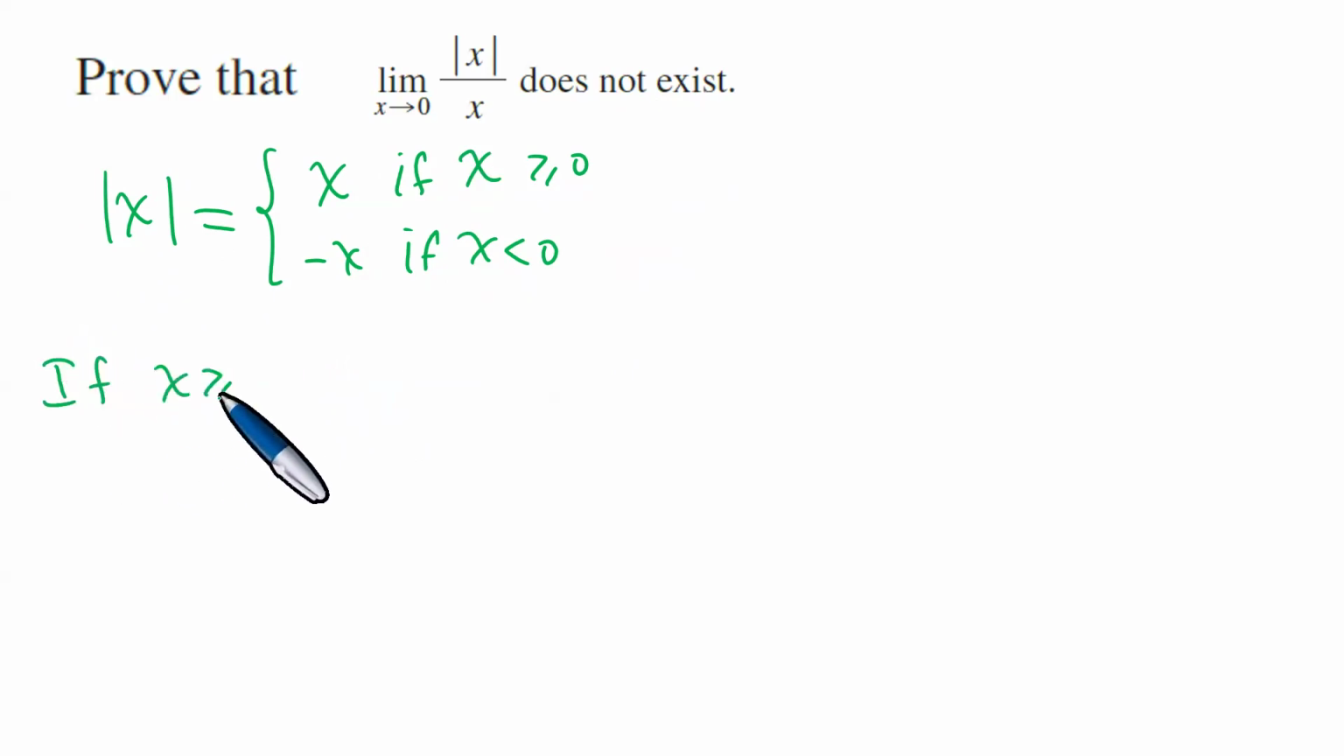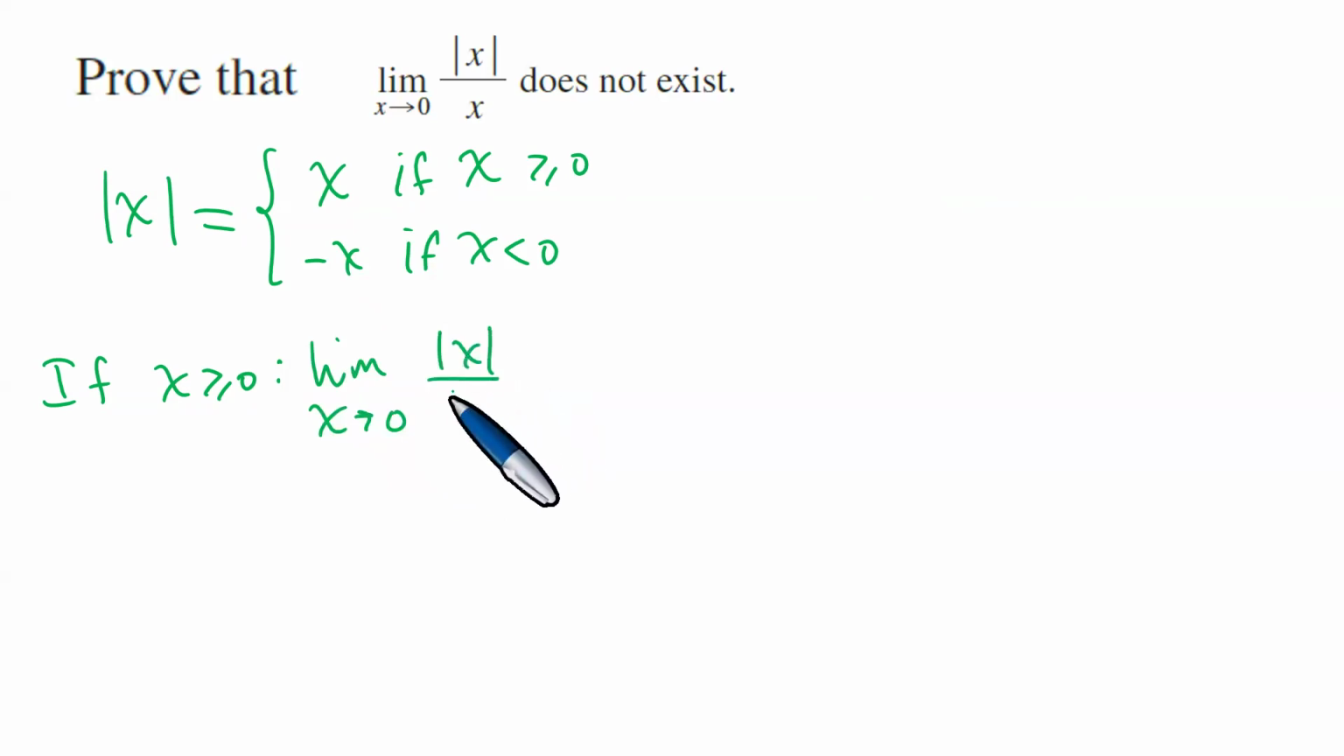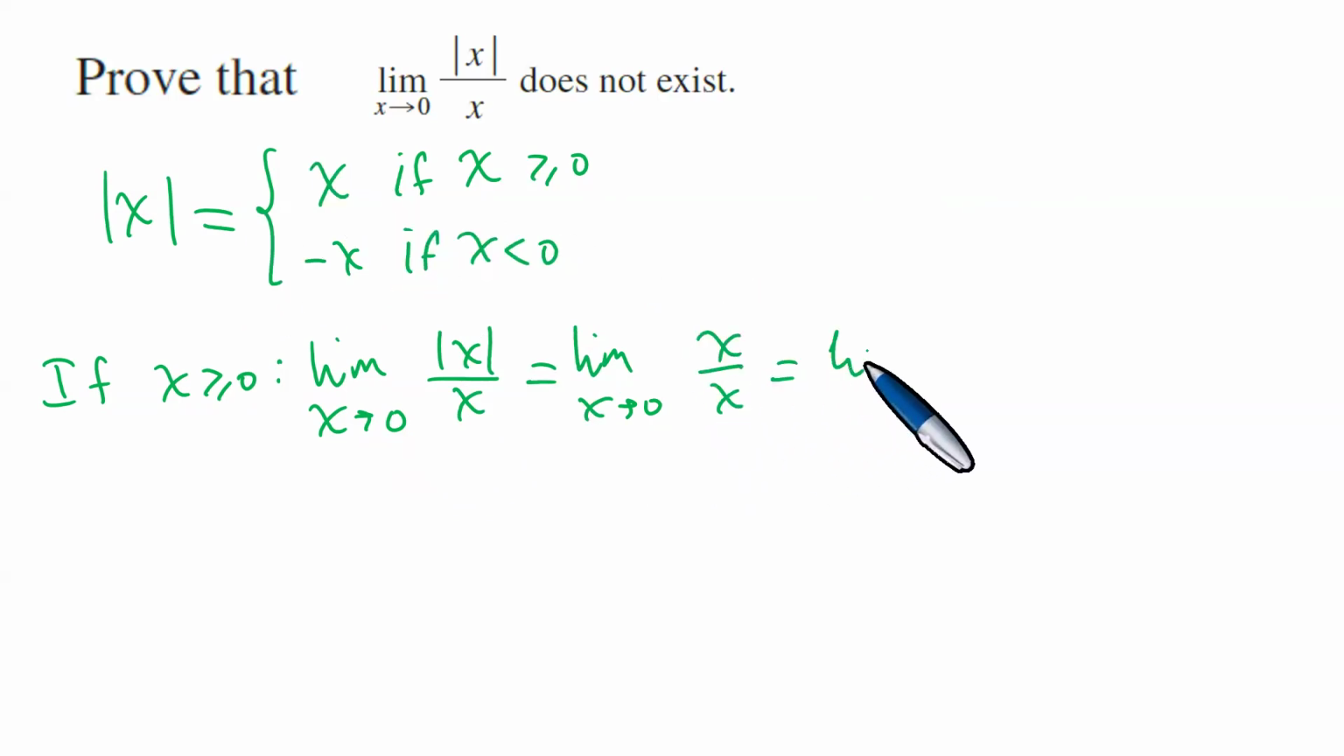If x is greater than or equal to 0, we need to evaluate the limit as x approaches 0 of the modulus, or absolute value, of x over x. What is the absolute value of x? If x is greater than or equal to 0, the absolute value of x is just x, so x over x becomes 1, and the limit as x approaches 0 is 1. The limit of a constant is the constant.